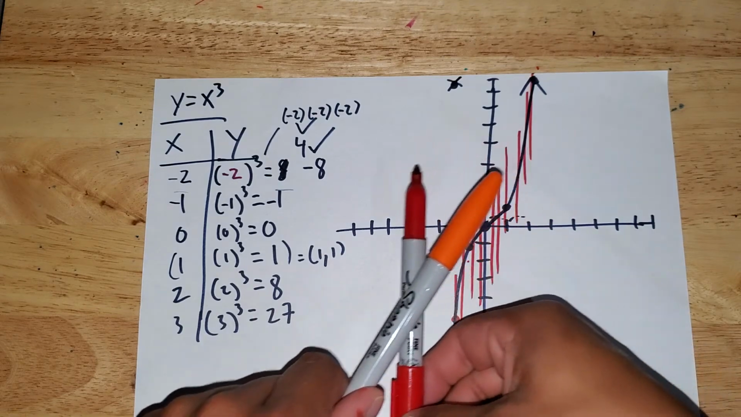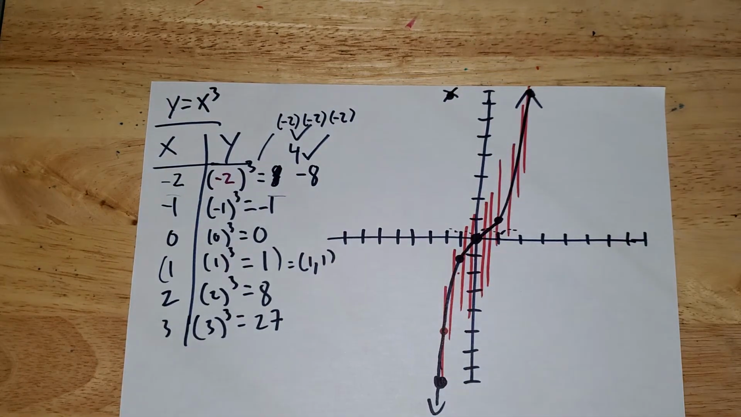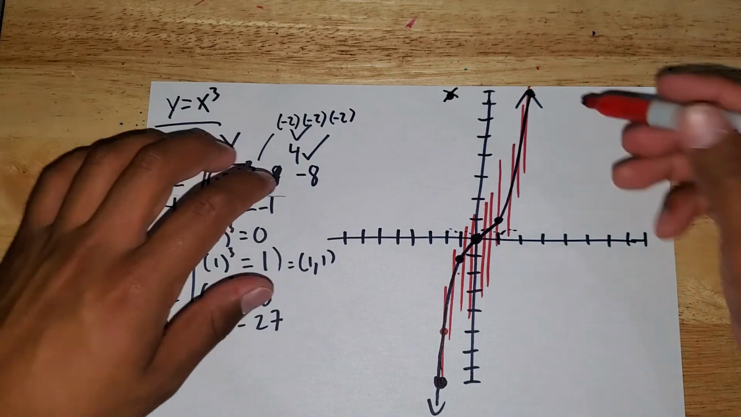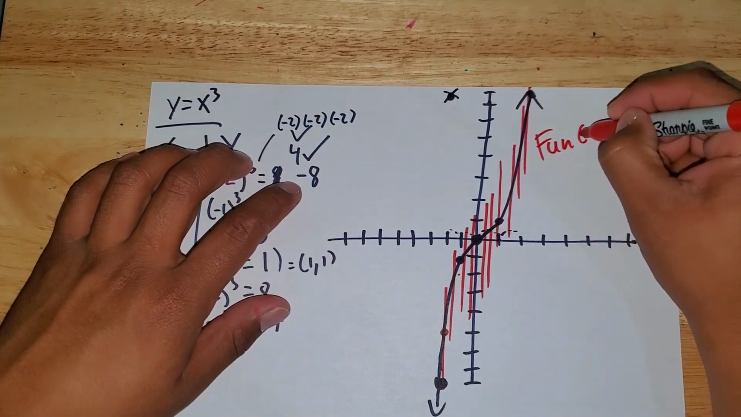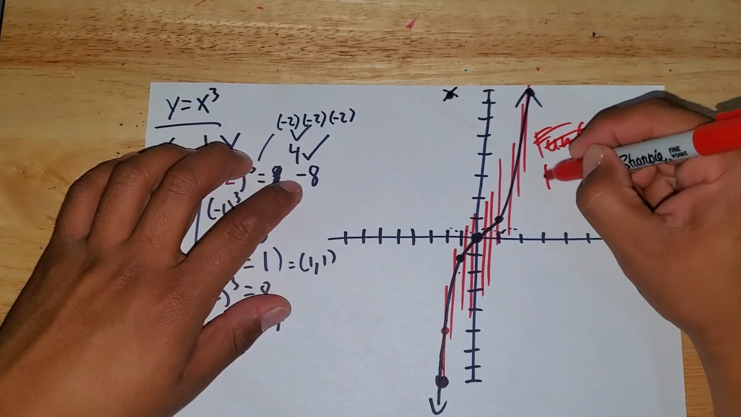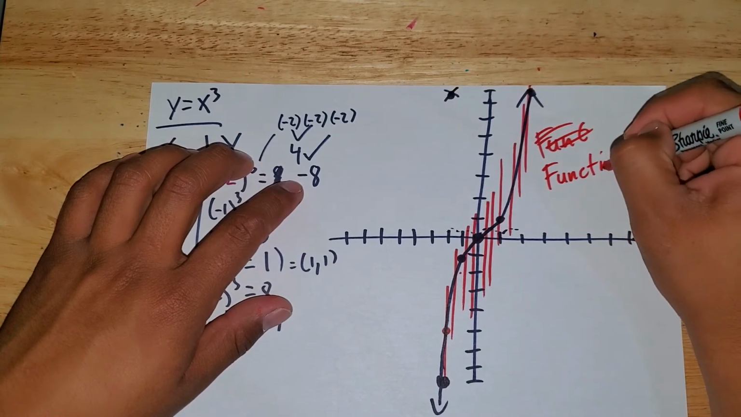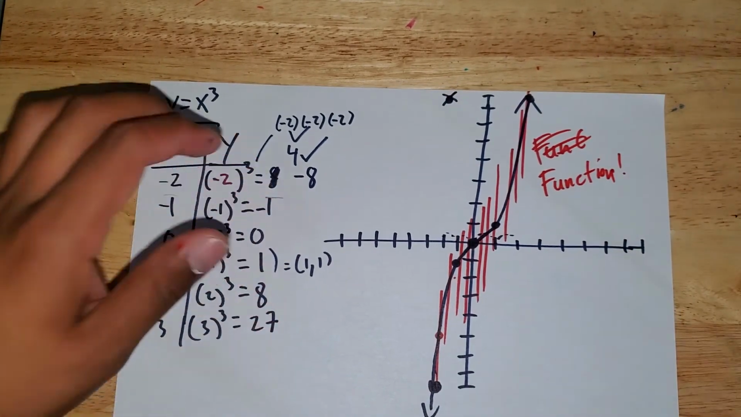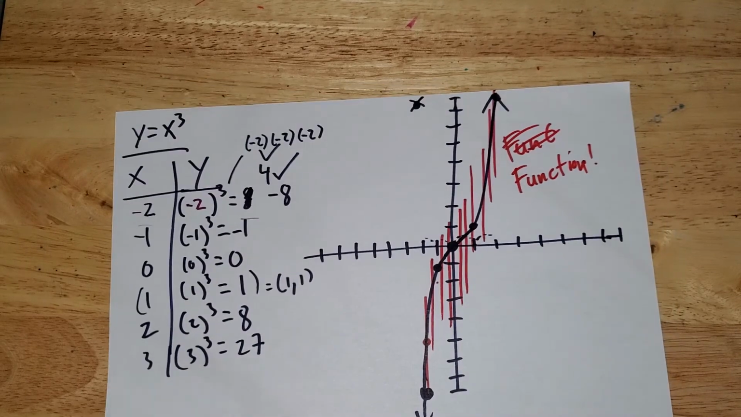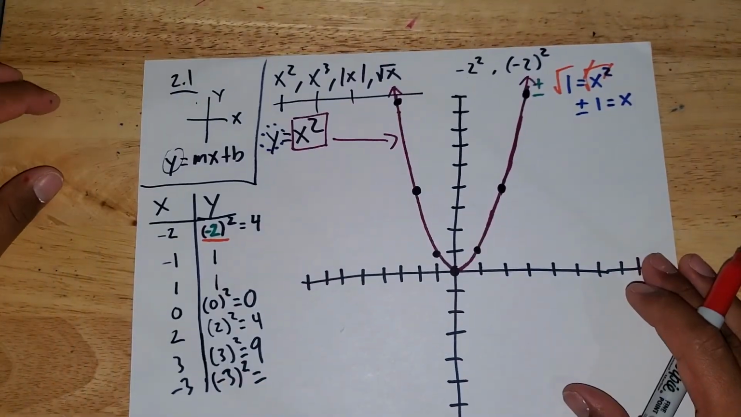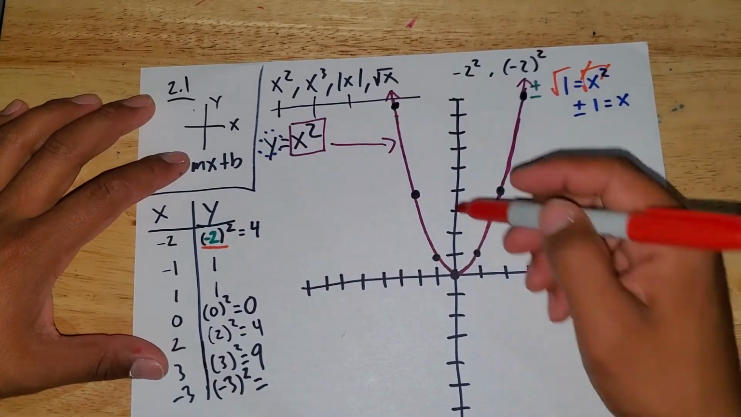Curving, vertical, vertical, vertical, vertical. And it's never going to cross the graph more than once. Hence, this is a function as well. Here, then we also looked at this x squared. Same thing.